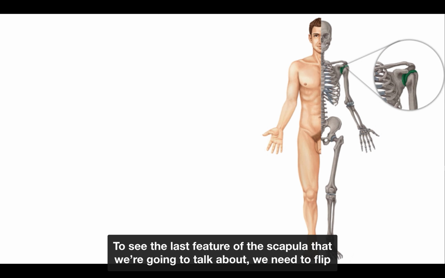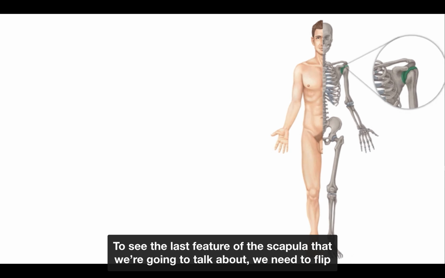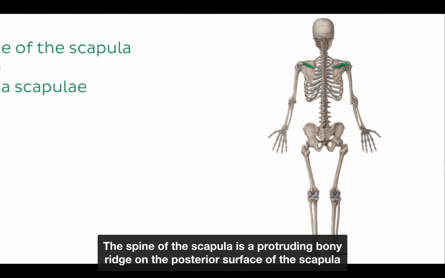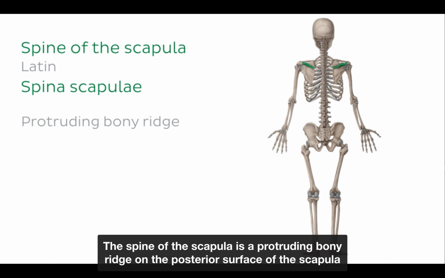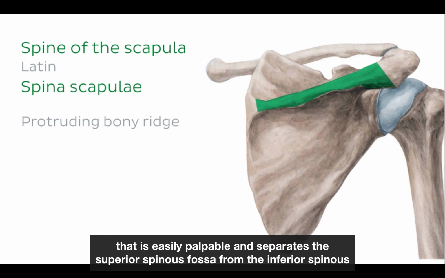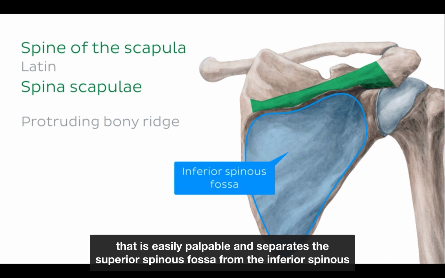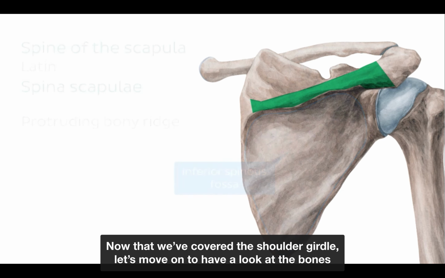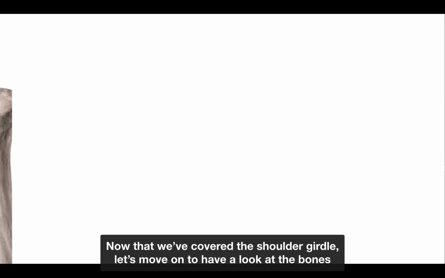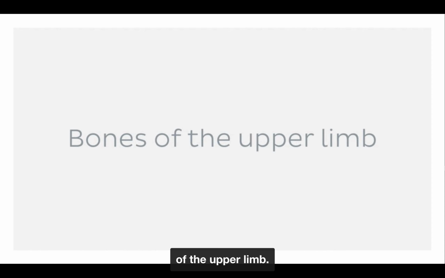To see the last feature of the scapula that we're going to talk about, we need to flip our skeleton. The spine of the scapula is a protruding bony ridge on the posterior surface of the scapula that is easily palpable and separates the superior spinous fossa from the inferior spinous fossa. Now that we've covered the shoulder girdle, let's move on to have a look at the bones of the upper limb.